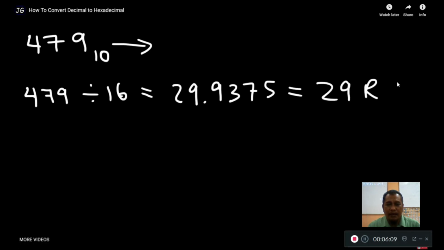Okay, remainder berapa? Macam mana dapat remainder ni? 0.9375 kita akan darab dengan 16. Kalau pelapanan kita darab dengan 8 ha? Masih ingat lagi? Bagi 16 mana? Ni yang kita bagi 16 lah ni.